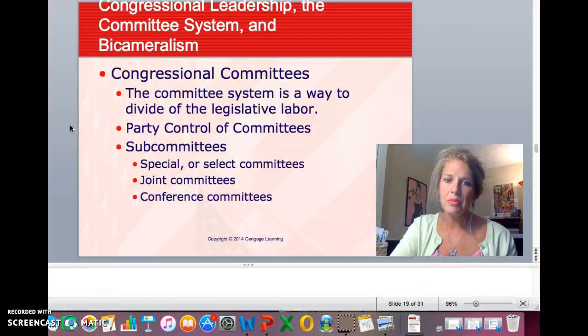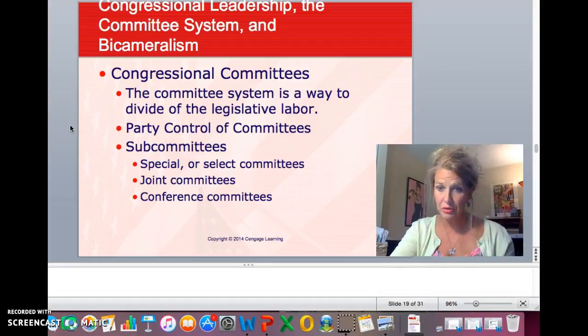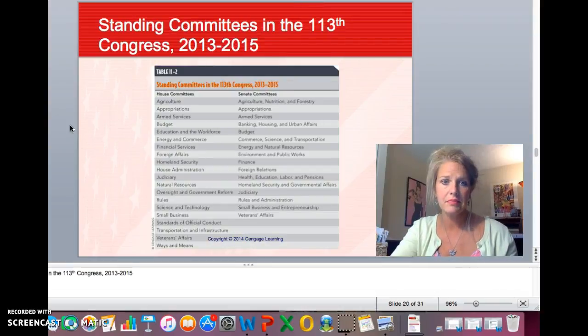Okay, congressional committees, really important. Which committees you get put on and which ones you don't. Having friends in high places and trying to get good position. And a lot of it does have to do with seniority. It divides the legislative labor. You have subcommittees, special committees, joint committees, conference committees.